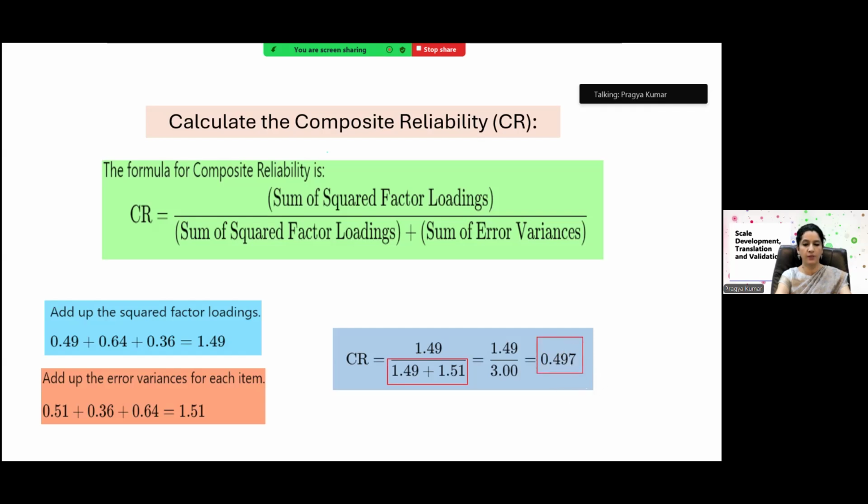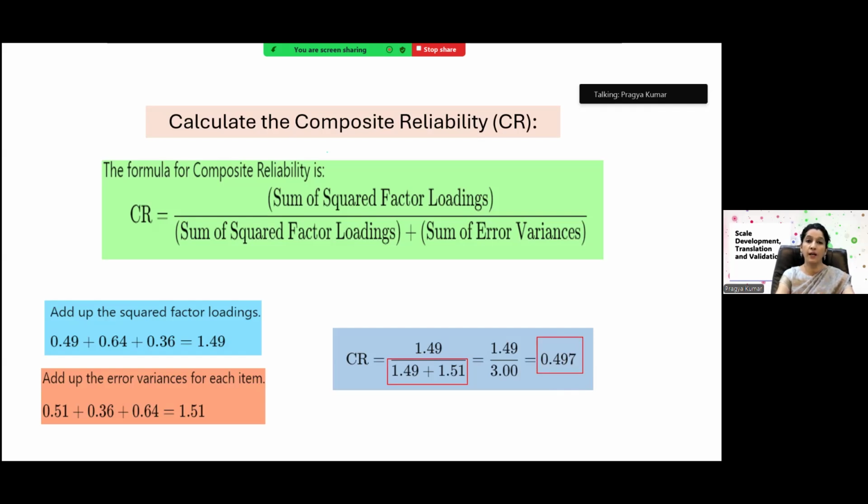So if you see the value, what we said, that the value should be more than 0.7, because remember reliability, the value is the same as composite, Cronbach alpha, but it is less than 0.7. So we can say that the convergent validity has not been met. There is no convergent validity.